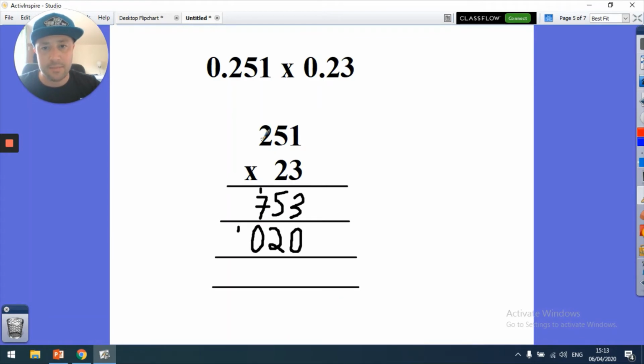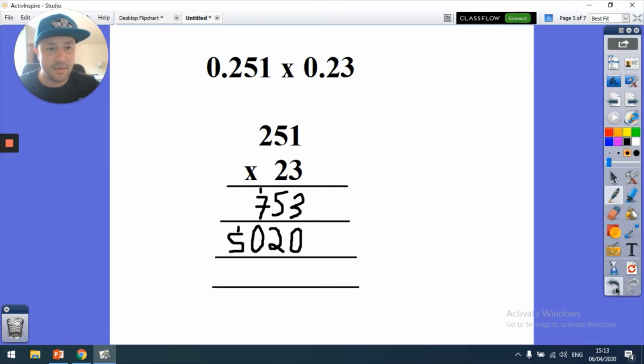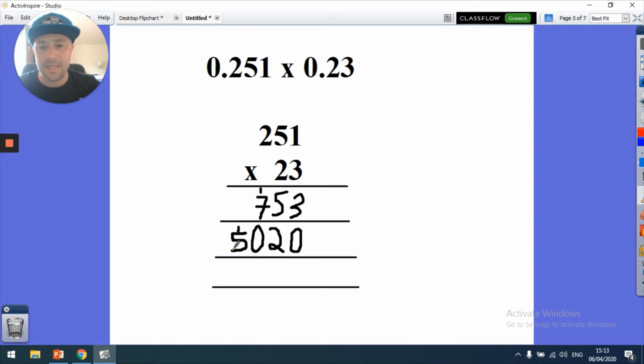Then 2 times 2, which is 4. But I've got my 1 there. So that makes 5. It's a really dodgy 5. I'm going to do that again. I'm not happy with that 5. That one's a bit better.